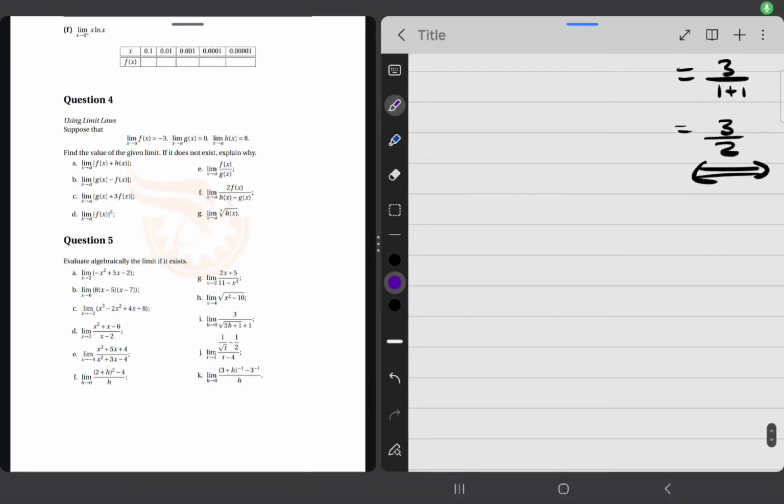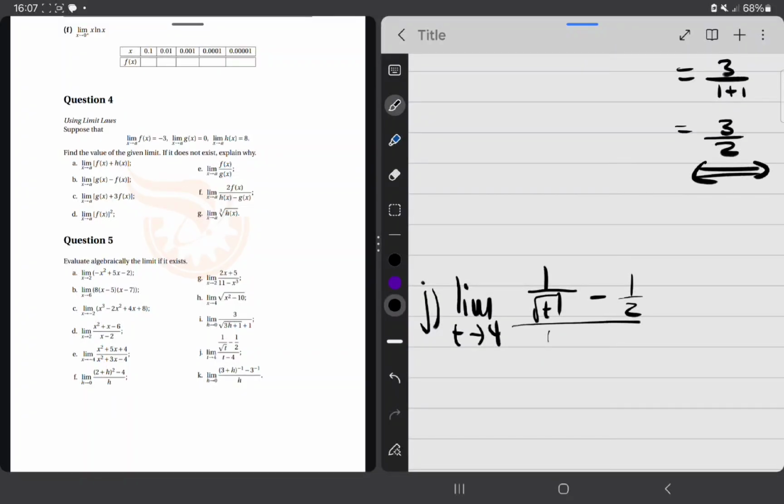Okay, now we do part J. It's going to be the limit as t approaches 4 of (1 over root t minus a half) over (t minus 4). This is what we now have.